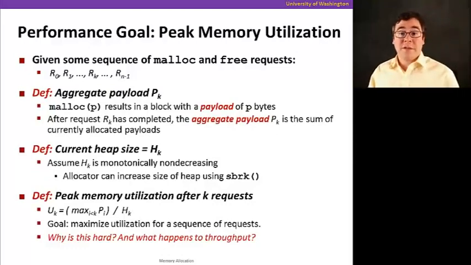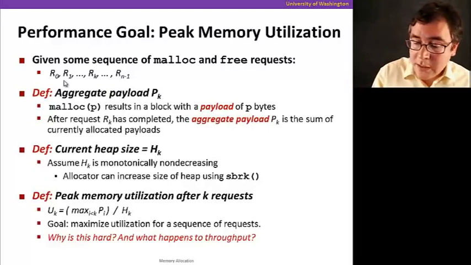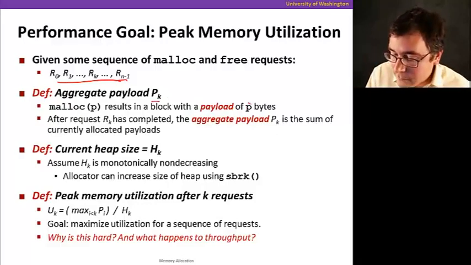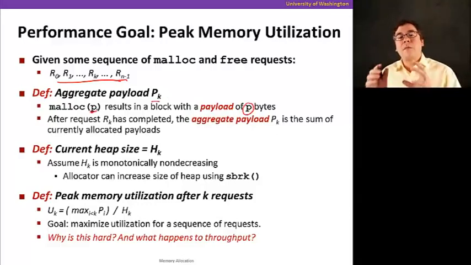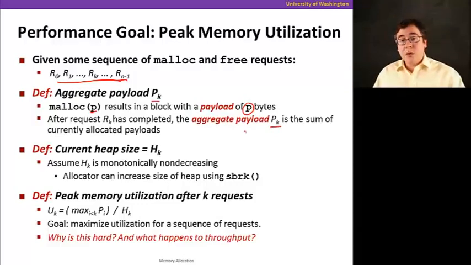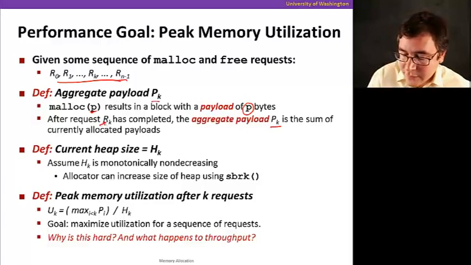The other performance goal of allocators is peak memory utilization. Let me tell you what it is. Again, we have our sequence of requests from R0 to Rn-1, and the aggregate payload PK is the total useful memory provided by the malloc blocks. The payload P of a malloc block is the number of bytes requested by the application at request RK.